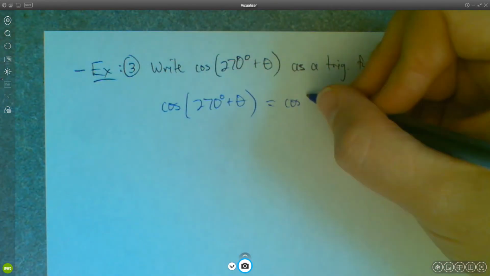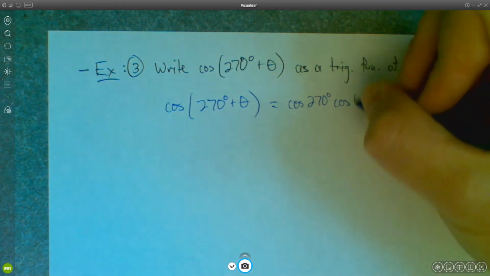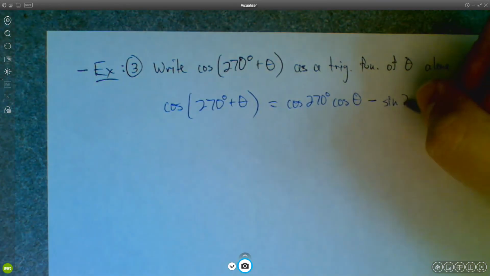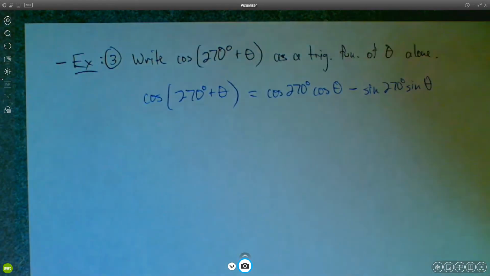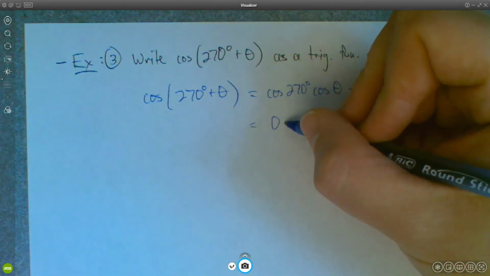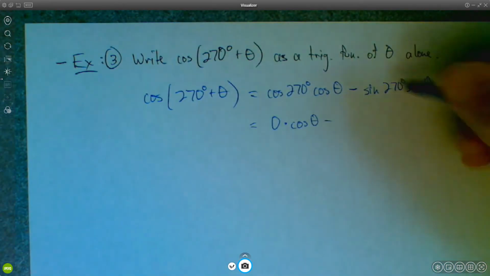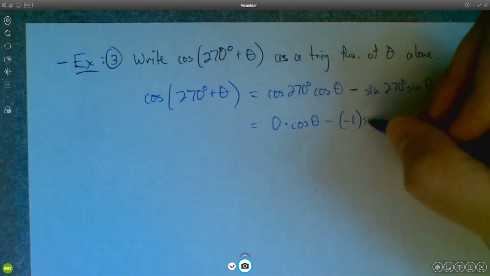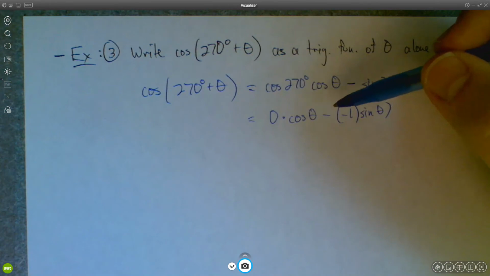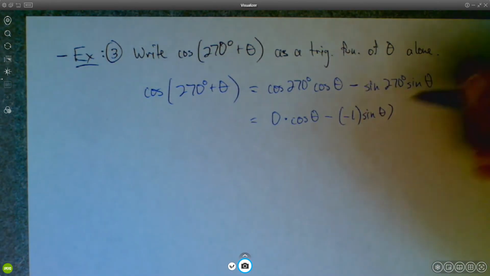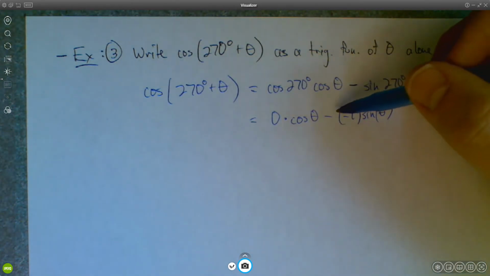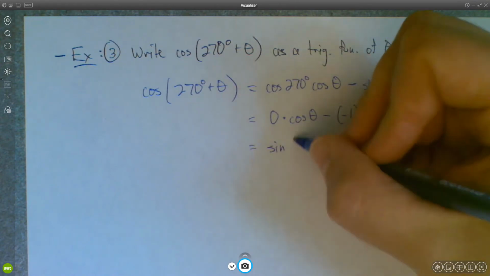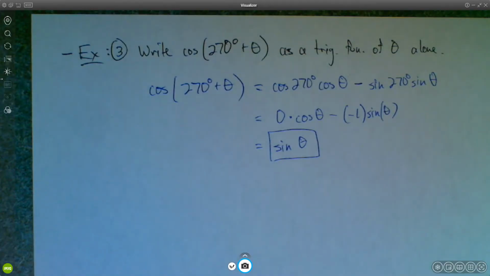So this is going to be cosine 270 times cosine theta minus sine of 270 sine of theta. Cosine of 270 degrees is 0. Sine of 270 degrees is negative 1. So this is 0 plus sine theta. A negative and a negative make a positive, right? So this is just sine theta. So there you go. That's kind of interesting, right? Cosine of 270 plus theta is just sine of theta.